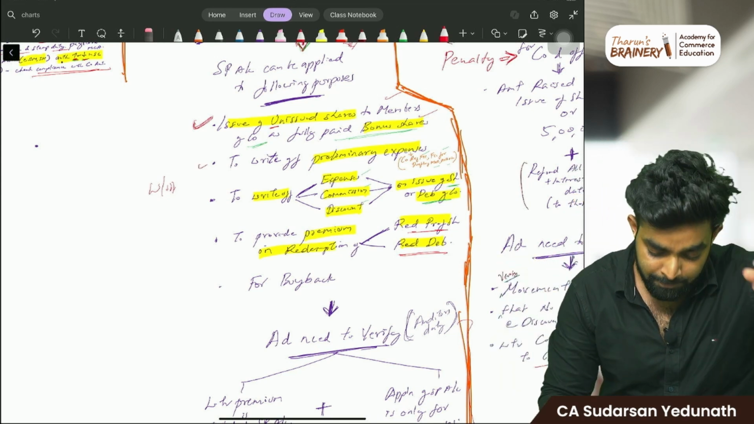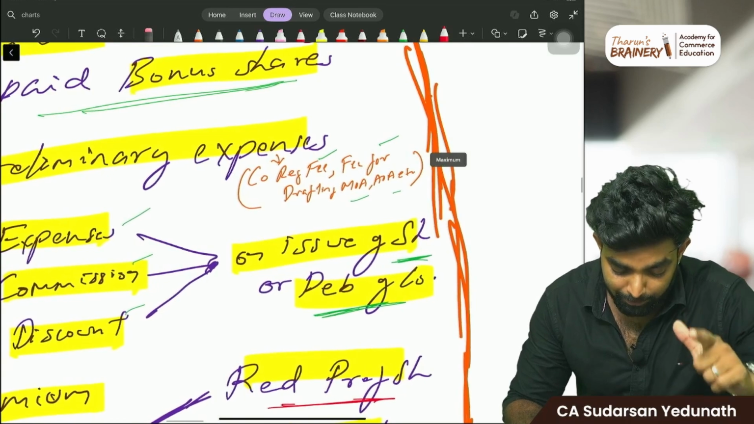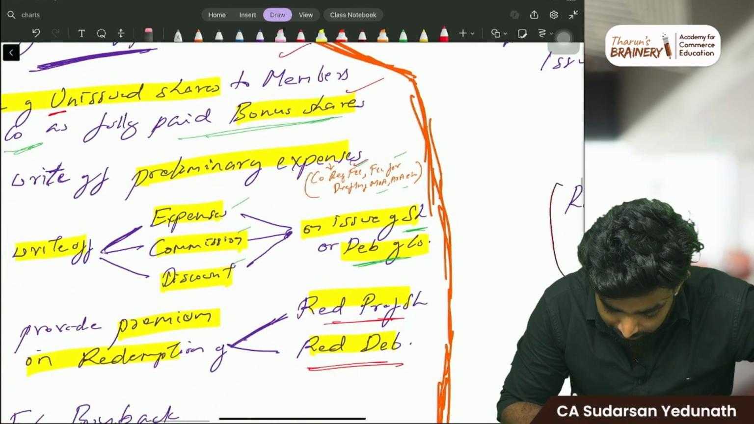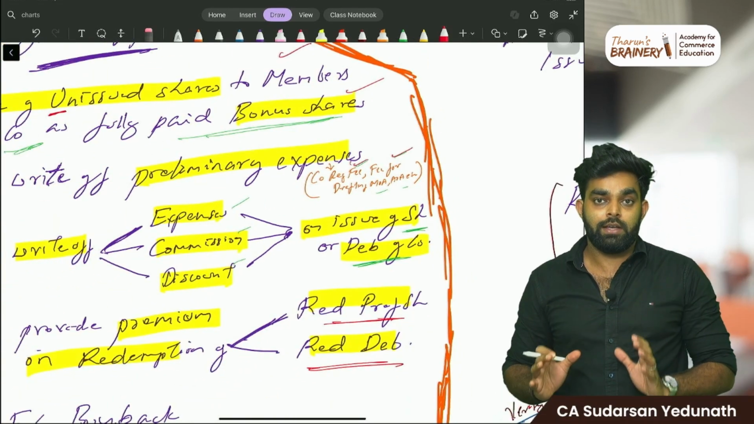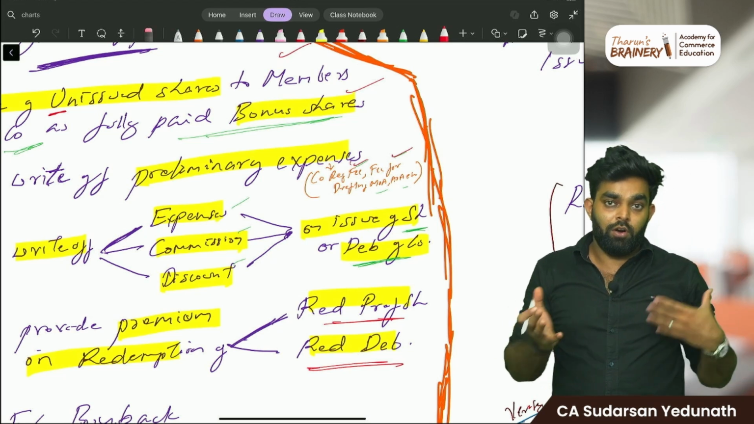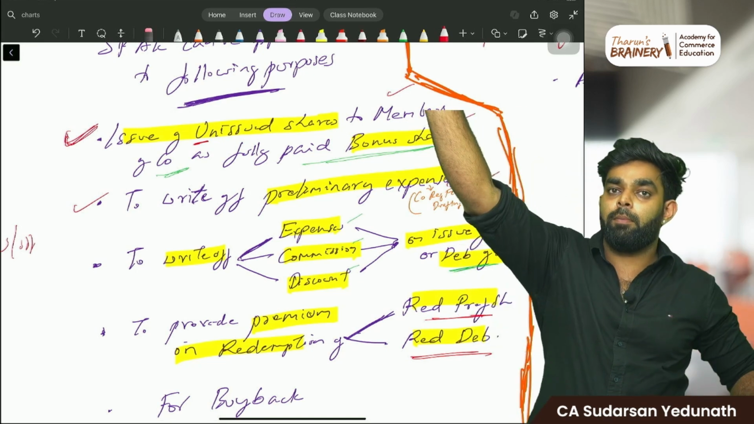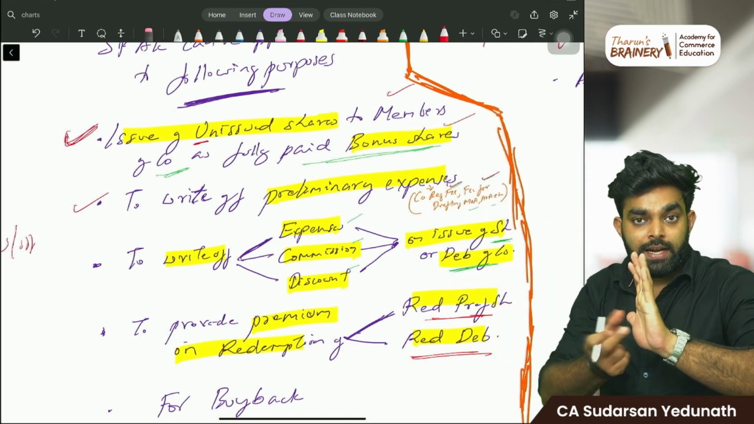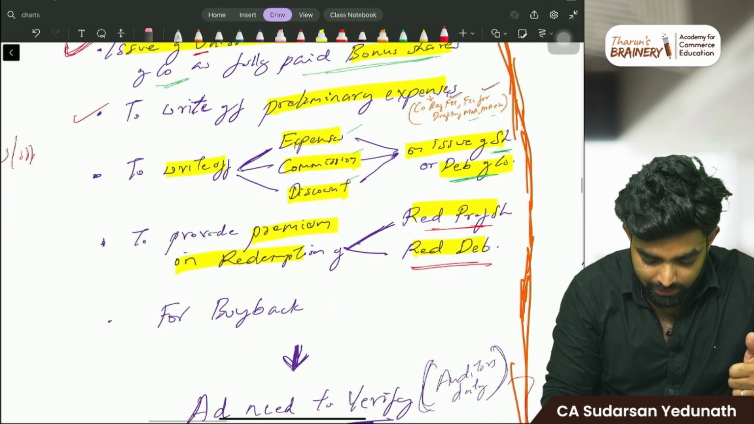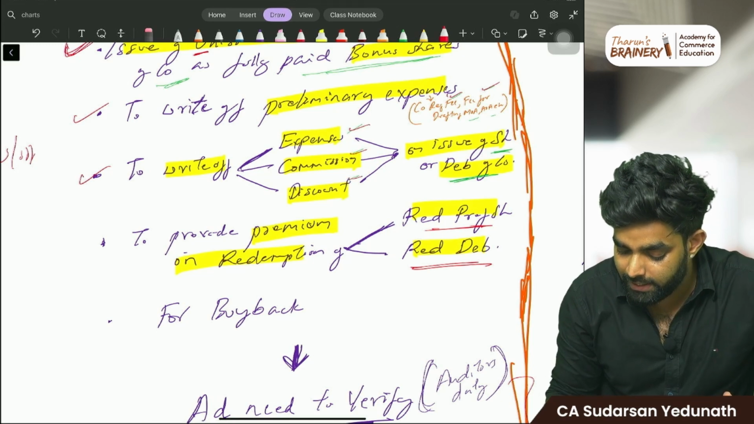Simple as that. Next is to write off preliminary expenses. What are preliminary expenses? Company registration fees, fees for drafting MOA, AOA, etc. The fees we need to pay before starting the company. All these things, right? So this securities premium amount can be used to write off these preliminary expenses.